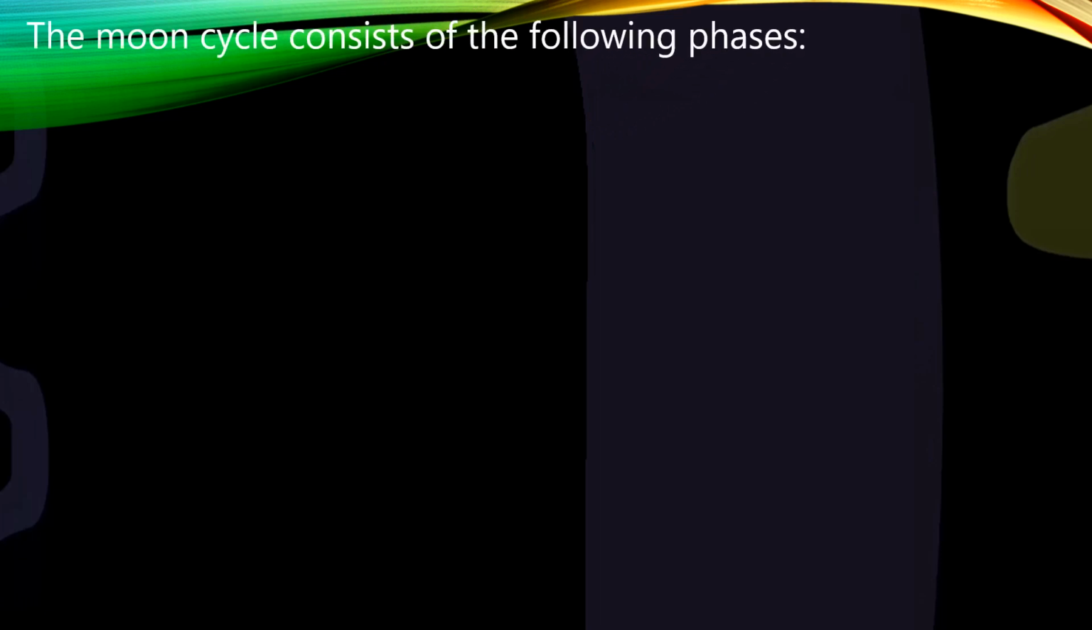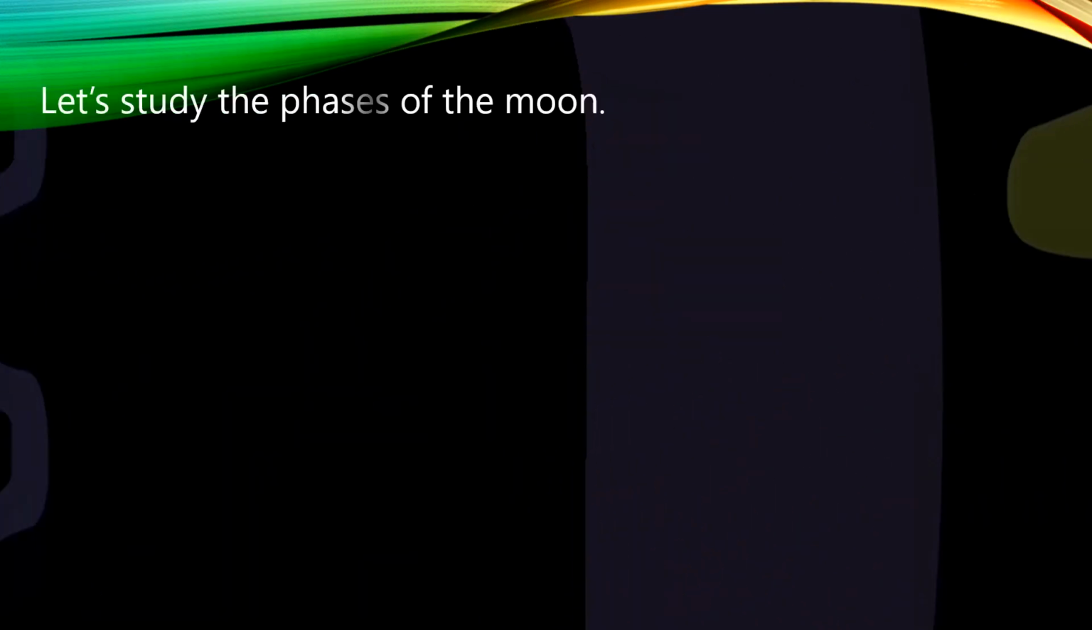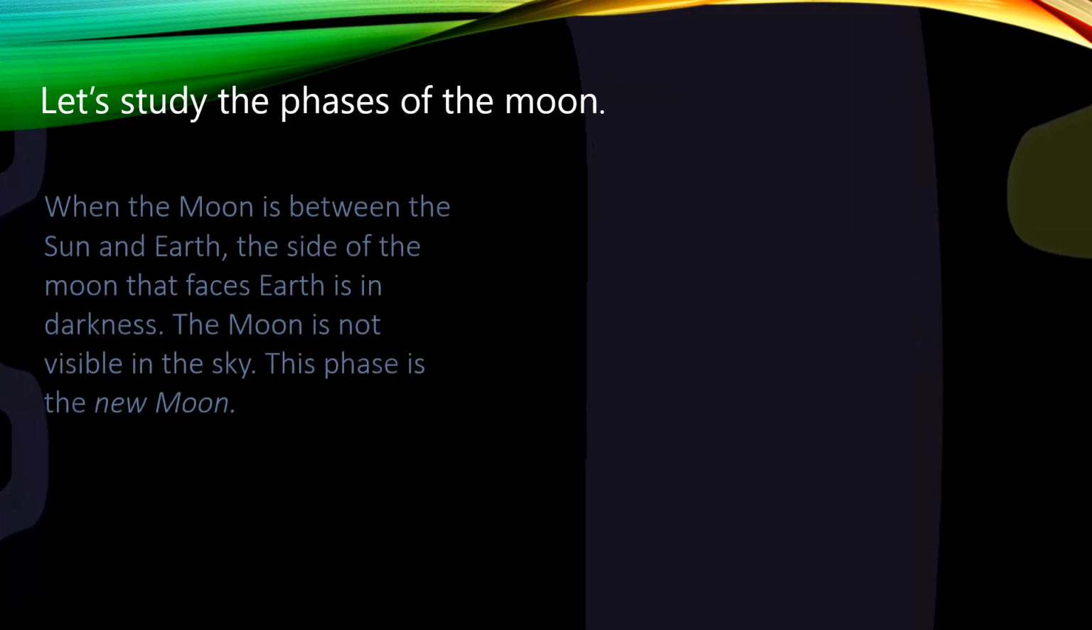The moon cycle consists of the following phases. As you see in this picture, the moon cycle consists of the following phases: the new moon, waxing crescent, first quarter, waxing gibbous, full moon, waning gibbous, third quarter, and waning crescent or old moon phase. Let's study the phases of the moon.